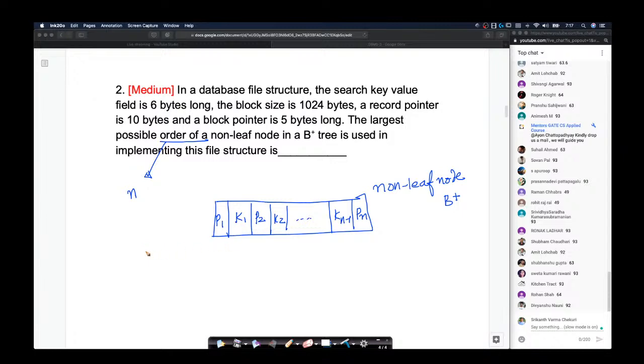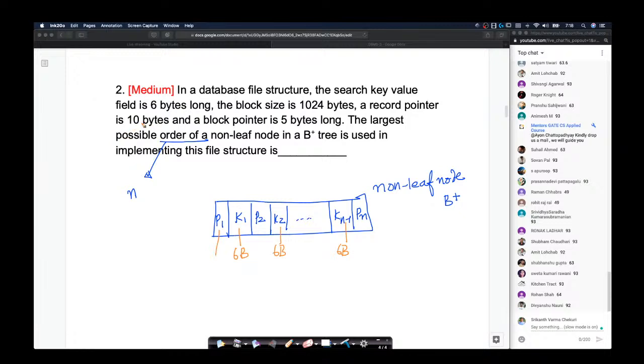Okay, many of you have put in your answer. So let's dive into the solution. If you read the question, it says the search key is 6 bytes. So this is 6 bytes. So this is 6 bytes. So on and so forth. This is also 6 bytes.